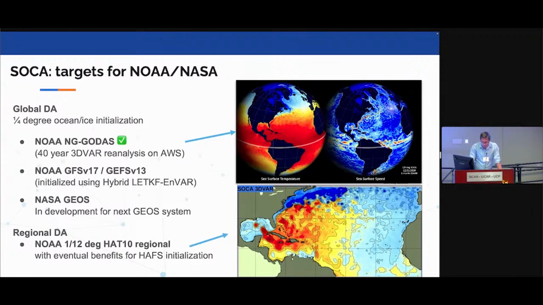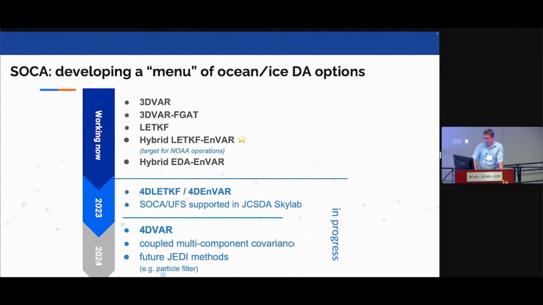We're also doing work on regional DA. Right now we're doing a lot of experiments with the HAT10 domain, working our way up to 1/12th degree. And this will have immediate implications for HAFS DA in the coming year.